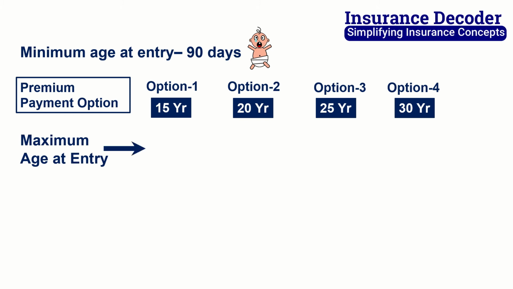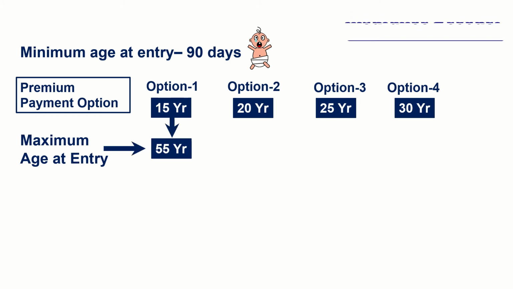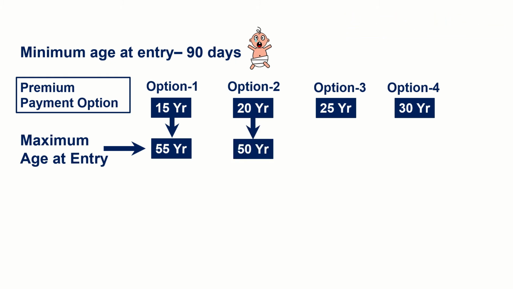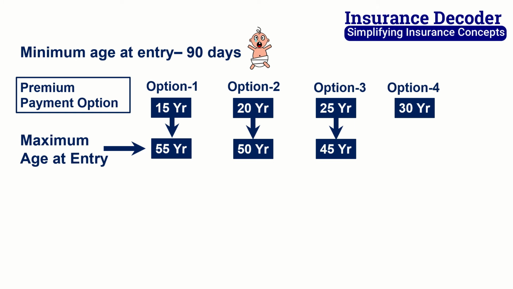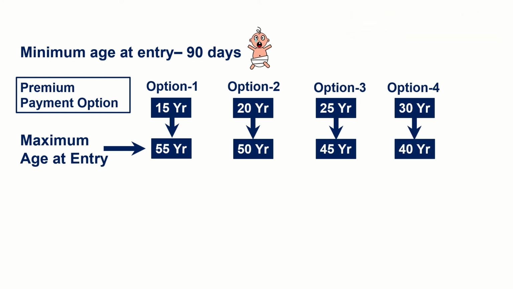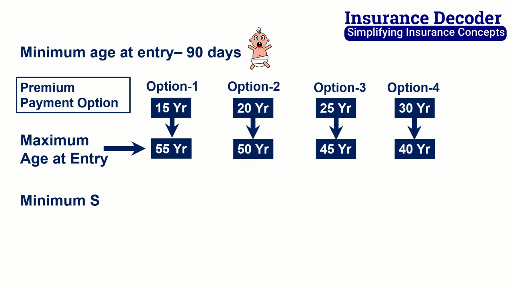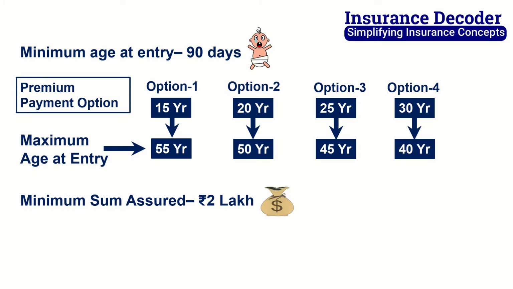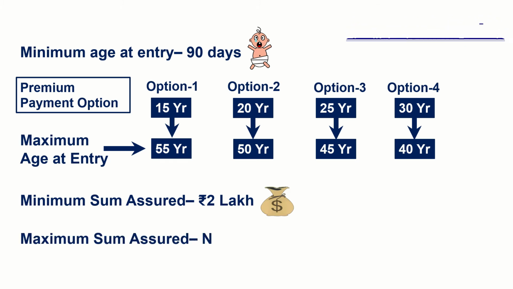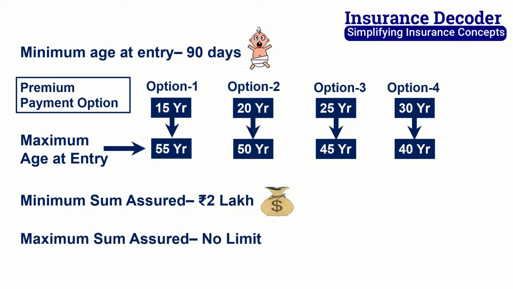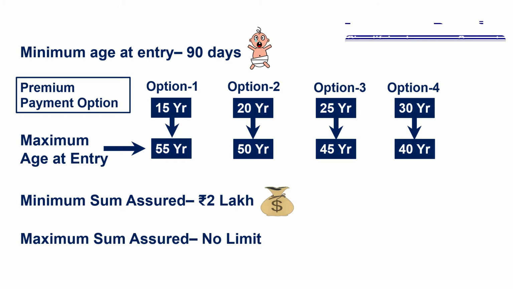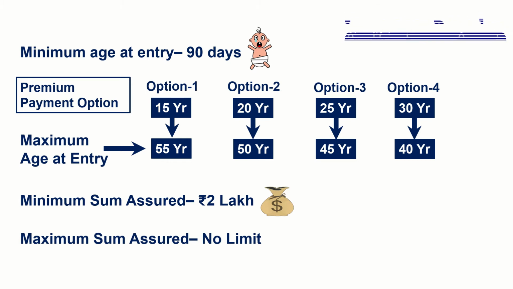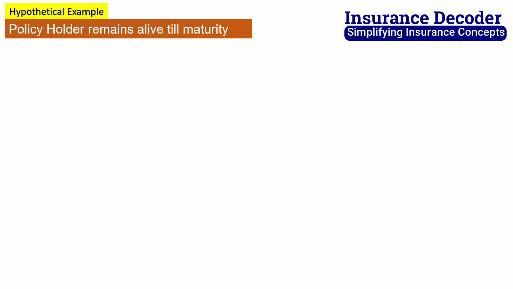Maximum age at entry, say for option 1, will be 55 years. For option 2, it will be 50 years. For option 3, it would be 45 years. And for option 4, it would be 40 years. And the minimum sum assured is 2 lakh rupees. And there is no limit for the maximum sum assured. You can take any maximum sum assured depending on your financial conditions, depending on your requirement. You can take the policy. So this is how the eligibility criteria of the policy is.